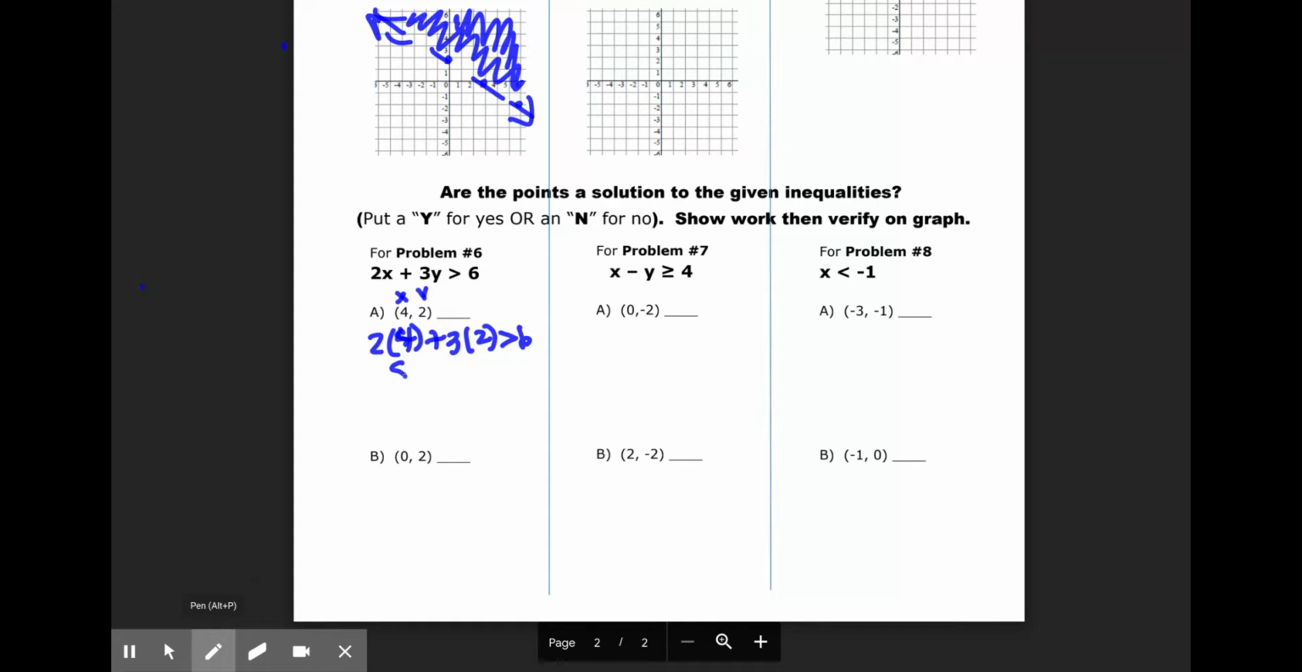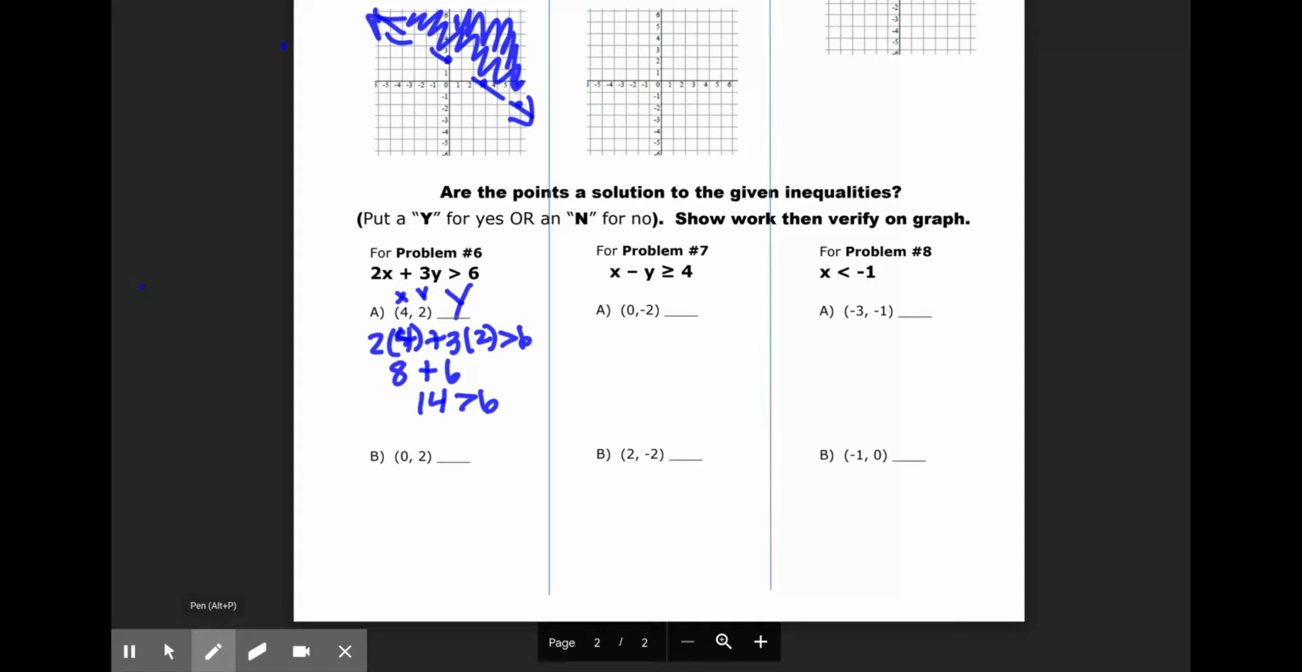So 2 times 4 is 8. Plus 3 times 2 is 6. So that's 14. Is 14 greater than 6? Yes, it is. So the ordered pair 4, 2, if you look up in the graph, if you start at 0 and go right 4, up 2, it is in the shaded region. So therefore, the point 4, 2 is a solution. It is in the shaded area, so it is a solution.